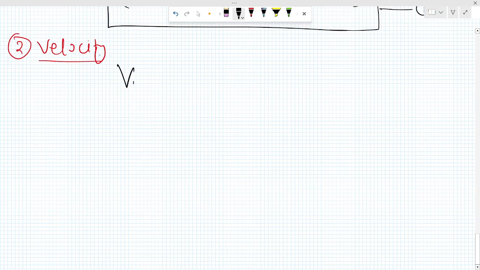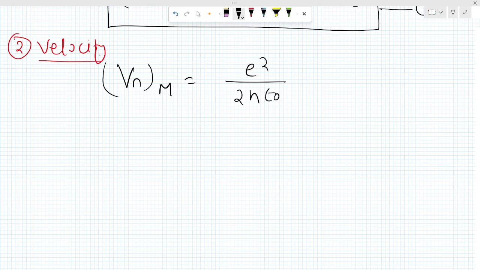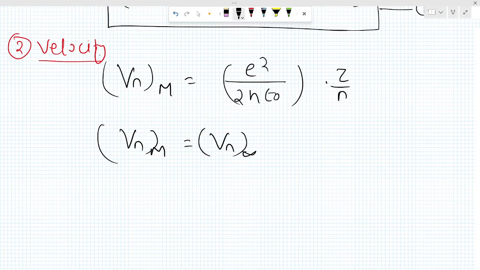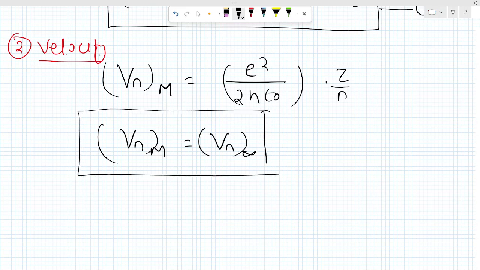Okay, let me find the velocity expression. Velocity. For velocity we have Vn capital M equal to e square upon 2h epsilon naught into Z upon n, isn't it? So Vn capital M will be equal to Vn infinite. Make it a box. This one is equation number 2.